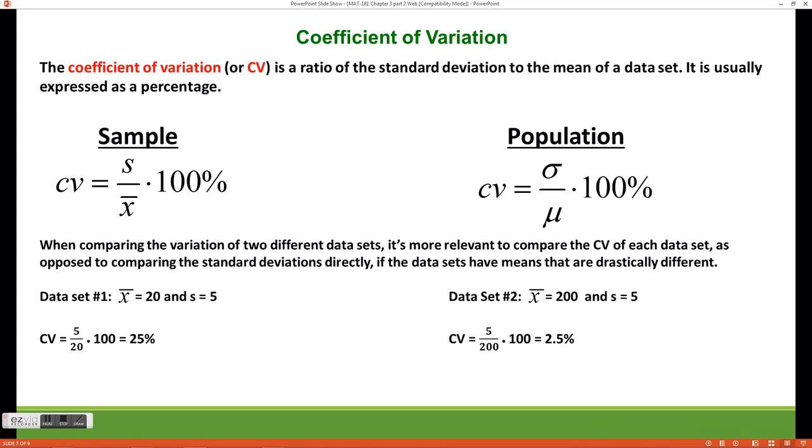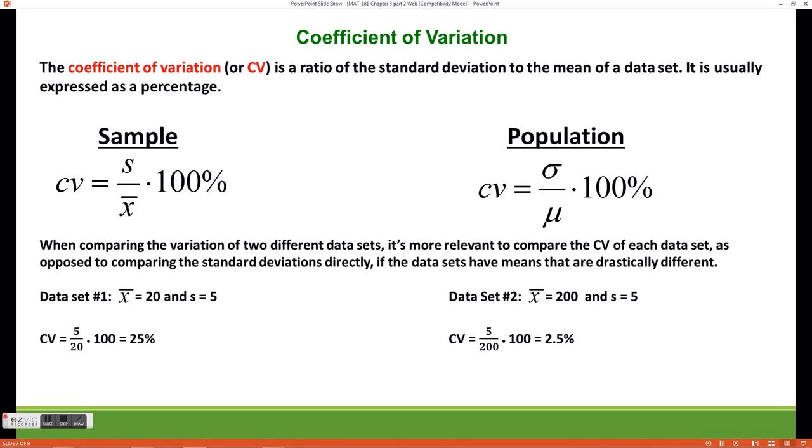Taking a look at the example on this slide, I want you to think for a minute about what a dataset might look like if it has a mean of 20 versus what a dataset might look like if it had a mean of 200. Obviously, the second dataset with a mean of 200 should have much larger numbers in it. Now, if both those datasets had the same standard deviation, let's say 5, you might think the variability is about the same, but that wouldn't be fair to say.